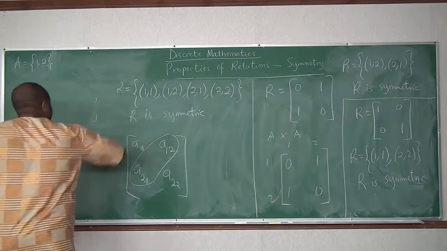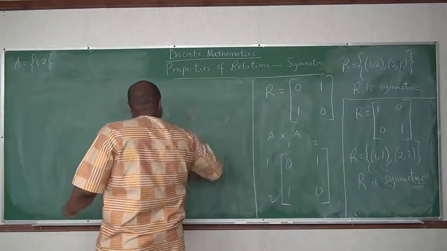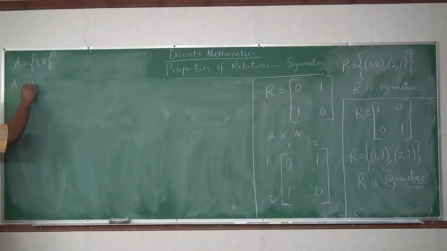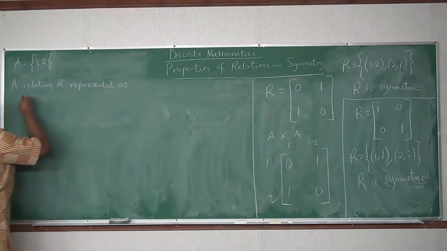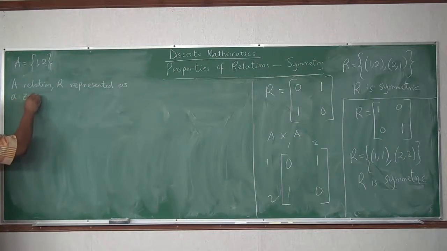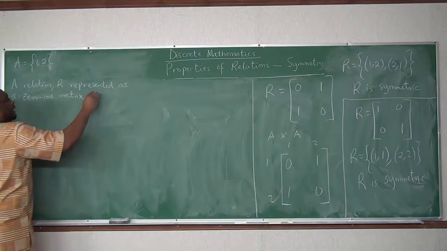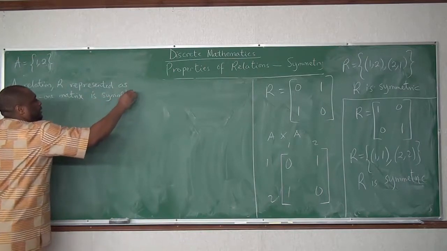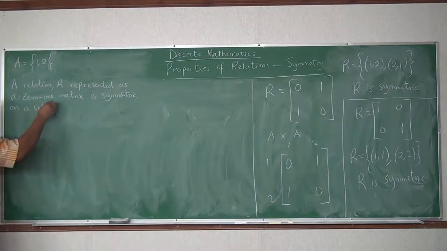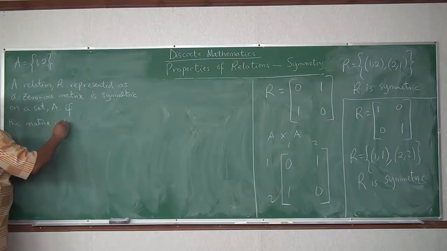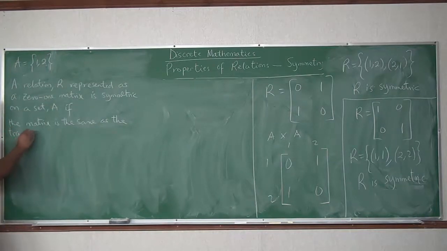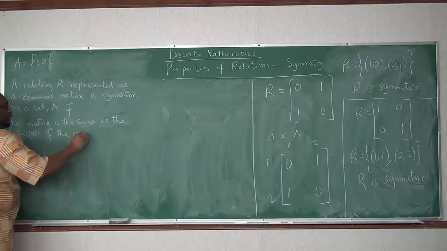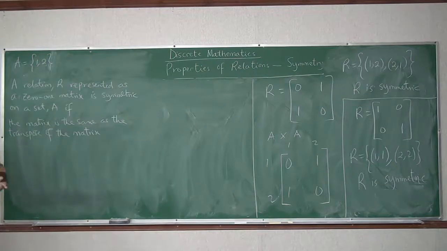So let's see here. You say that a relation R represented as a 0, 1 matrix is symmetric on a set A if the matrix is the same as the transpose of the matrix. So that's how you know it.